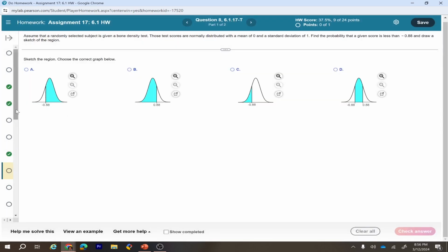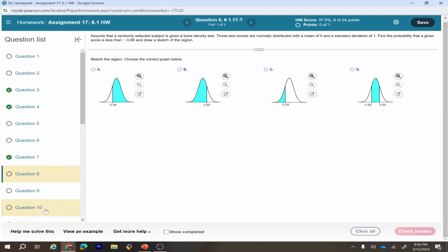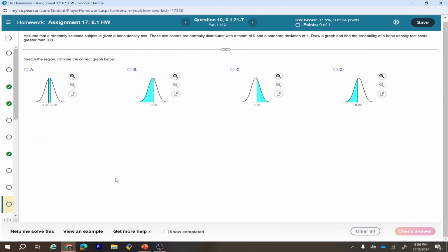Okay, let's look at the next problem. Assume that a randomly selected subject is given a bone density test. Those test scores are normally distributed with a mean of 0 and a standard deviation of 1. That means we're talking about the standard normal distribution. Draw a graph and find the probability of a bone density test score greater than 0.26. Greater means to the right side of 0.26. So this is the curve where you have 0.26, and the shaded region is greater than that 0.26. Now what is the probability?